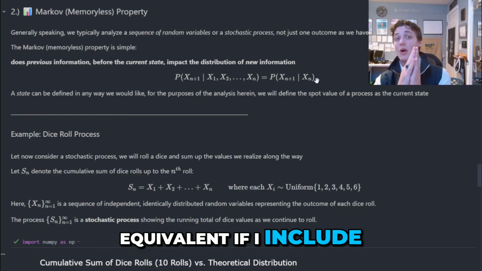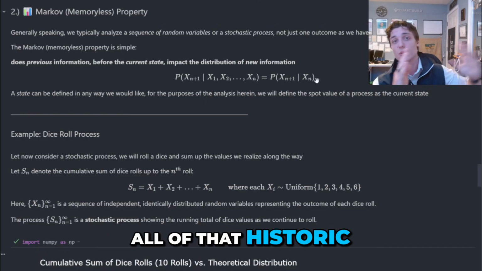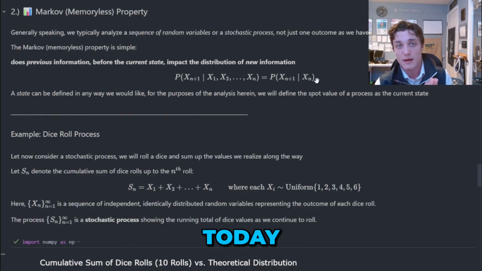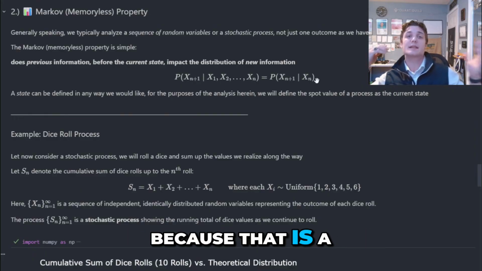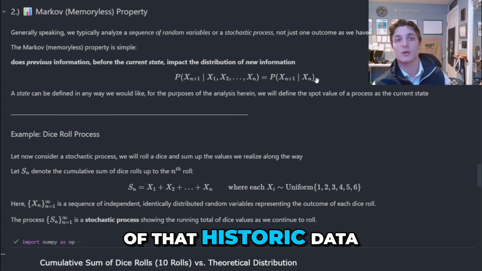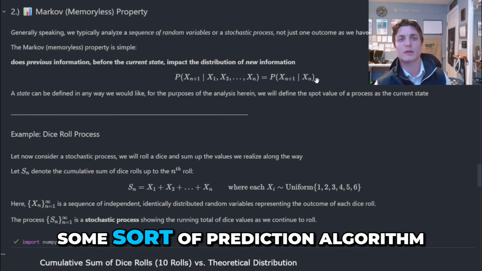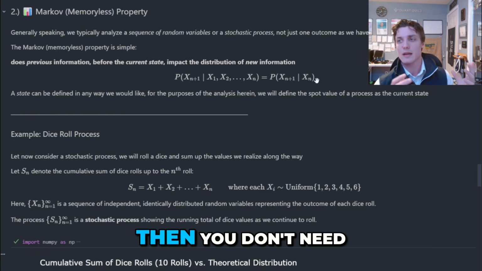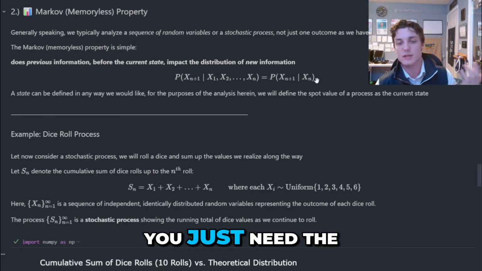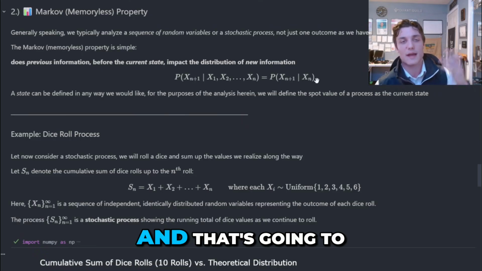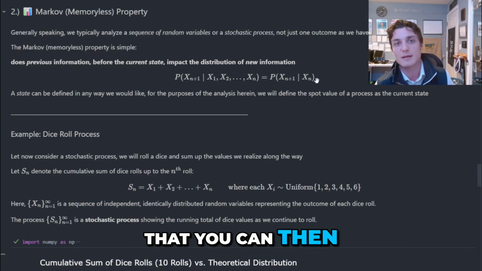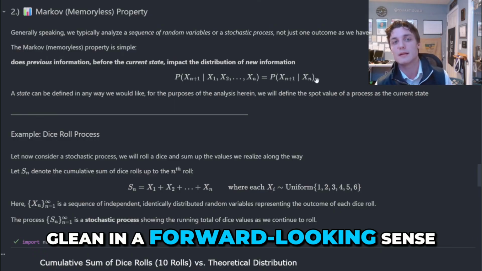If I include all of that historic price data, or I just consider the price today. Why is this important? Because that is a massively simplifying result. I don't need any of that historic data. If you are trying to make some sort of prediction algorithm, then you don't need any of that information if the Markov property is true. You just need the price today, and that's going to give you the conditional distribution. There's no other information that you can then glean in a forward-looking sense.